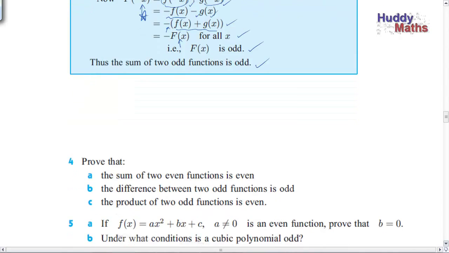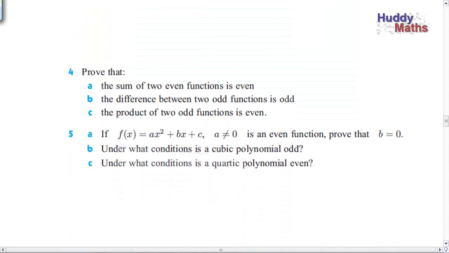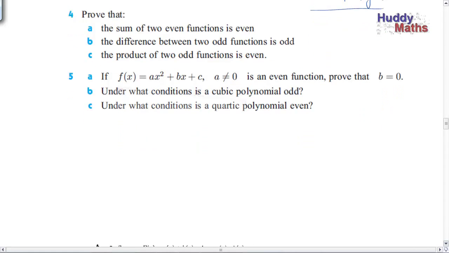All right, here you go. Prove these. Again, the sum of two functions, you'll let big F of x equal f of x plus g of x, and go through a general deductive proof. No particular numbers or functions. All right, pause it and have a go. I'll show you the solutions now.